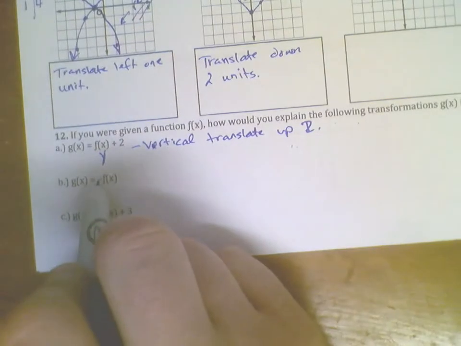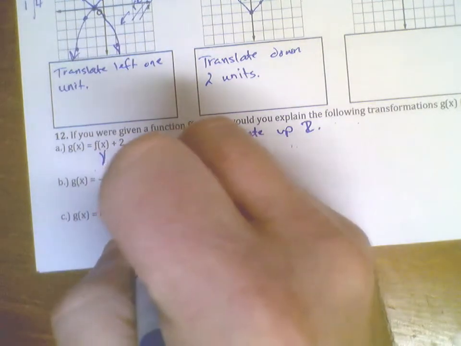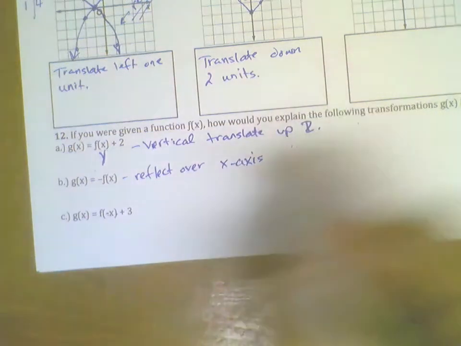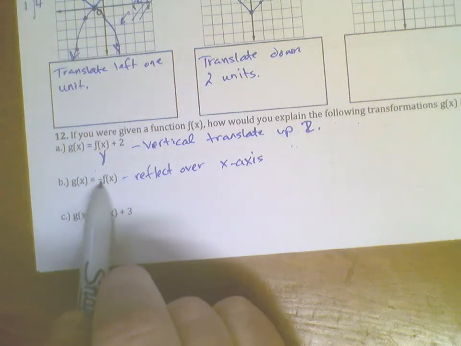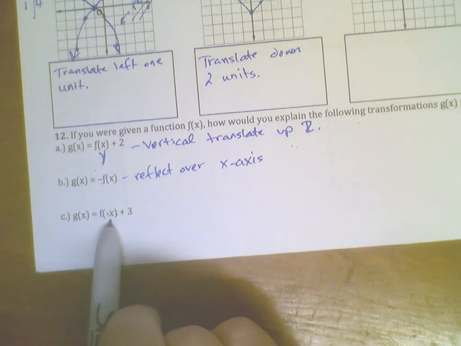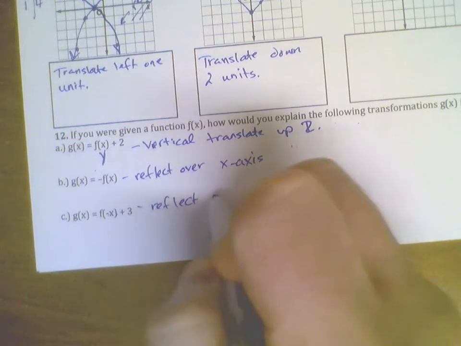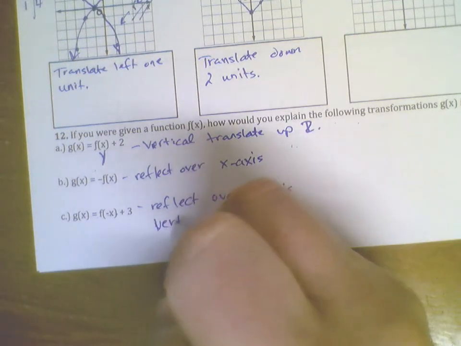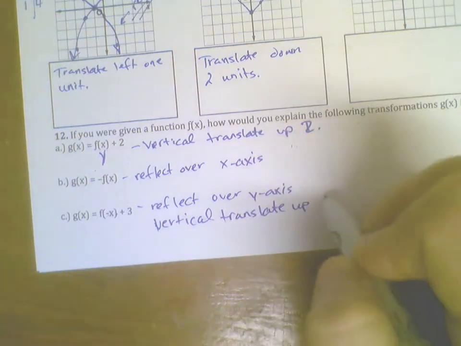This one right here. So that's the one I just talked about a little bit ago. If you have a negative out in front of everything, that's a reflection. So this is reflect over x-axis. Last one here, this one's a little bit harder. Okay, so remember, if I have the negative out in front, that reflects over the x. If I switch it to the inside, that reflects over the y-axis. So it's going to reflect over the y and translate up 3. So vertical translate up 3.